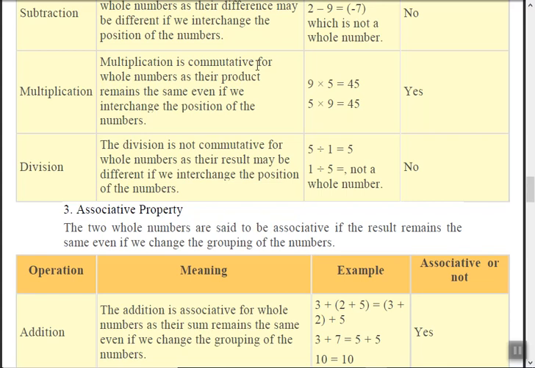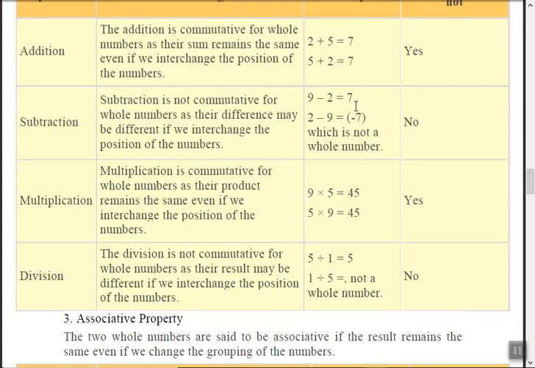Multiplication. Multiplication is commutative for whole numbers as the product remains the same even if we interchange the position of the numbers. So 9 into 5 is 45, 5 into 9 is 45. So it's the same. About subtraction of integers, I told you that it is commutative in integers. So it's not. Just now I got the clarification from my side. It's not commutative for integers also, because 9 minus 2 is 7 and 2 minus 9 is minus 7. It's not 7. Right? So it's not commutative for subtraction.